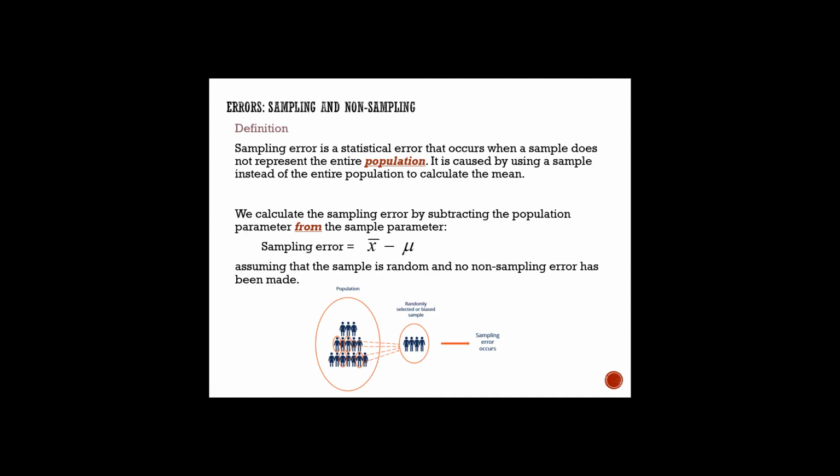Now, we're assuming, of course, that the sample is random and that no other, what we call non-sampling errors, have been made, but this would be called our sampling error. Sampling errors are basically unavoidable. These are the errors that happen simply because we are dealing with sample data instead of population data.